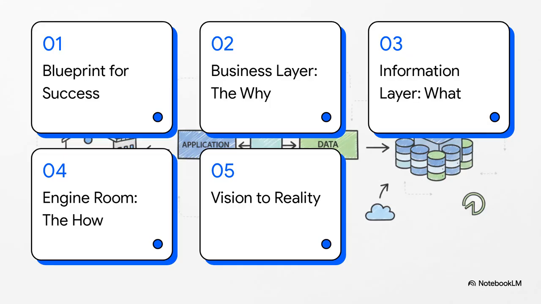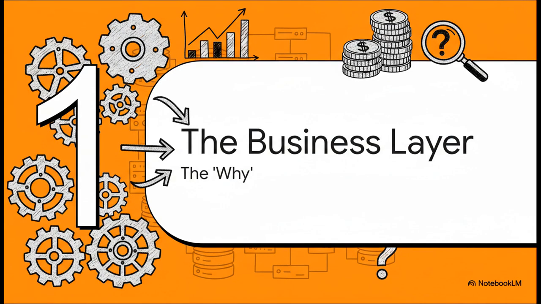So we're going to break this pyramid down, layer by layer. We'll start at the top with the big why, then we'll move down to the what and the how. And then, at the end, we'll see how it all connects to turn a business vision into a functioning reality. All right, first up, the most important layer of them all, the business layer. This is the why behind everything that we do.